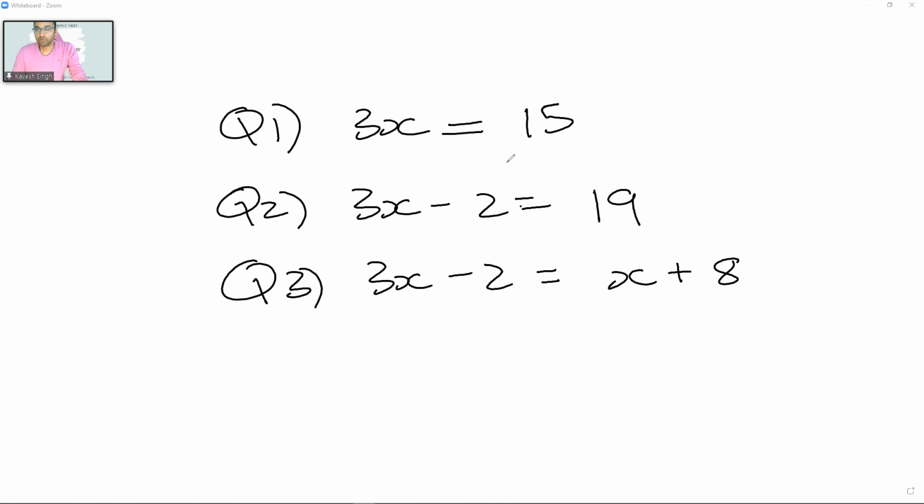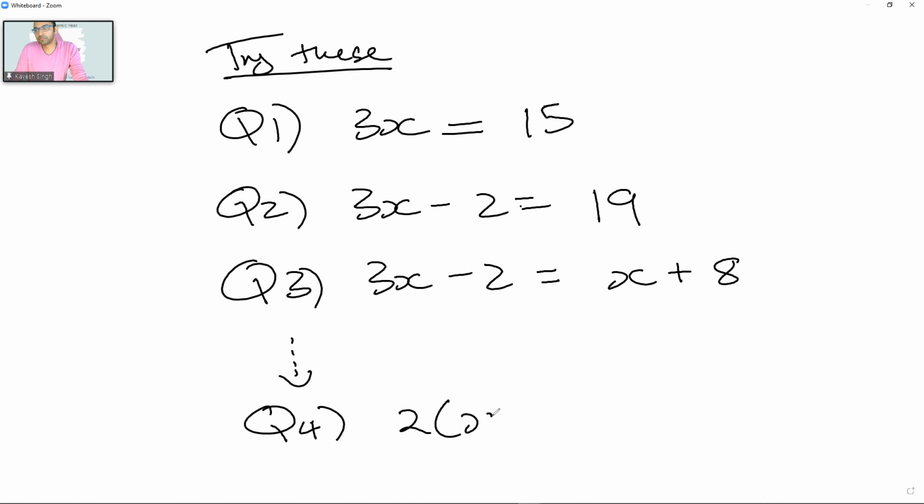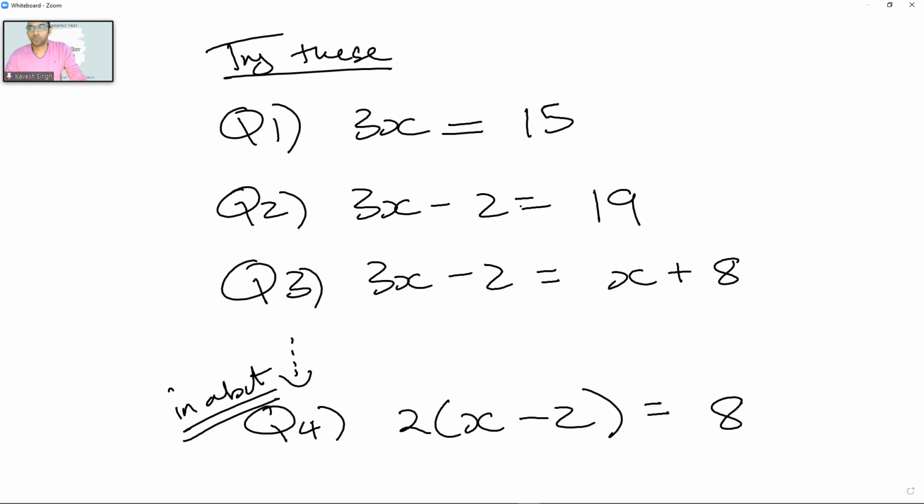All right, so there you've got 3 questions now. Try these, and then when you're done with these, we're going to try the next type. And the next type, if you're ready, is going to be one involving brackets, but we'll go through this one in a bit. The next type looks like this. We'll do this one in a bit, but you can try it if you want. Try questions 1, 2, and 3.